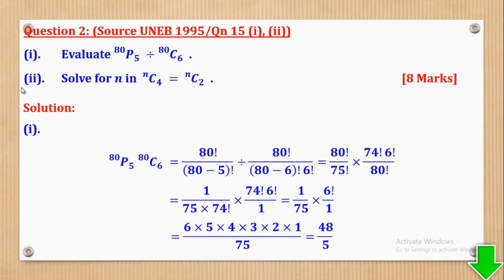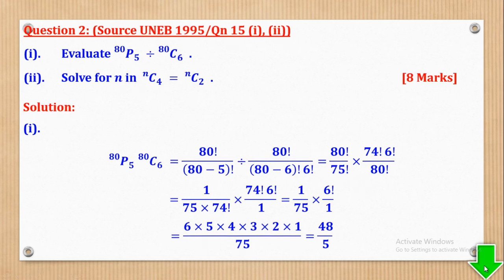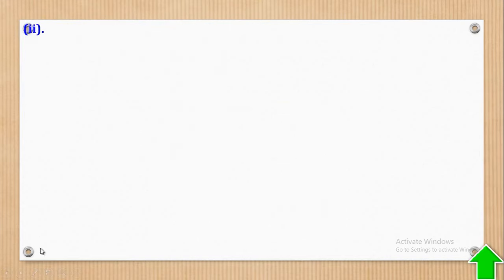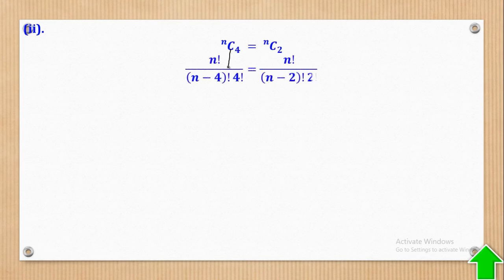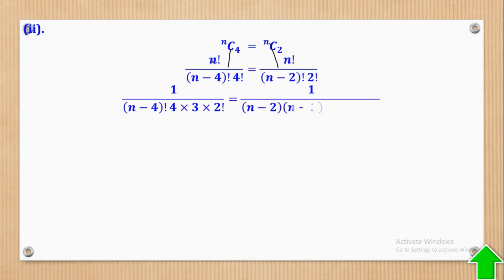Then when you go to Roman 2, it said, solve for n in n combination 4 equal to n combination 2. So this is what we are given. We expand this to give you this and this to give you that. Now this n factorial can cancel for both to remain with 1, 1. Then here I'll reduce this one. So this will be n minus 2, n minus 3, n minus 4.